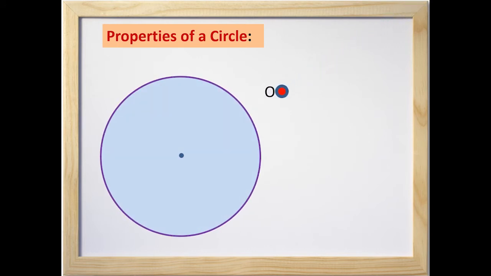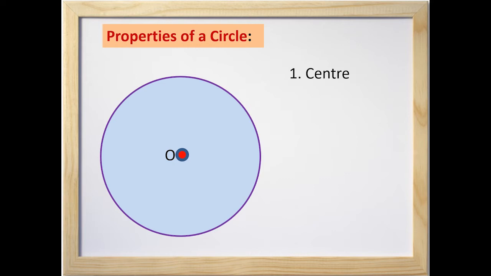A circle is a closed curve which is equidistant from a fixed point called the center of the circle. Is it clear? And we know, children, there are many points on the circle.